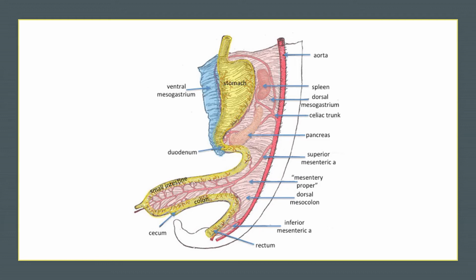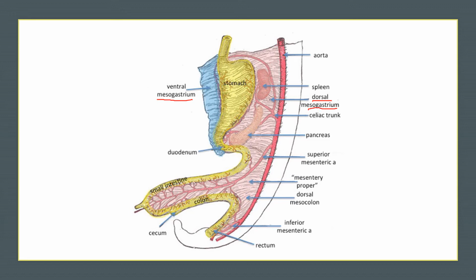So the rotation is over, and then the stomach has a ventral border and a dorsal border. The ventral border of the stomach is suspended from the anterior body wall by the ventral mesogastrium. Here also we can see the ventral mesogastrium which is suspended from the anterior body wall. And then the dorsal border of the stomach is attached to the posterior body wall by the dorsal mesogastrium. So here we can see that dorsal mesogastrium.